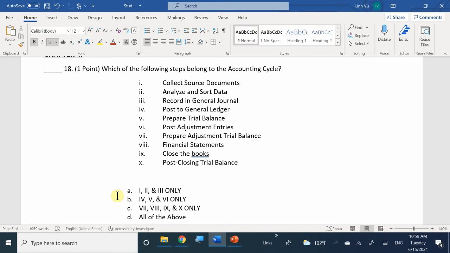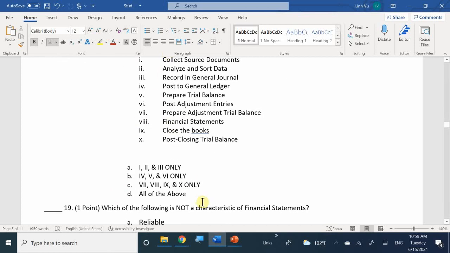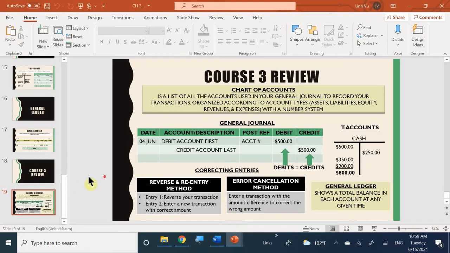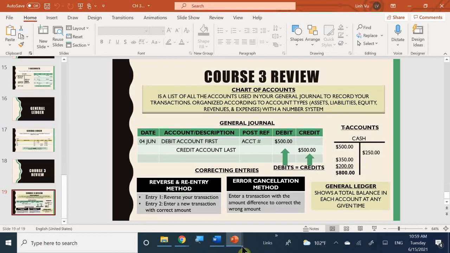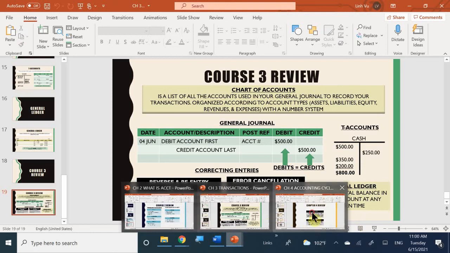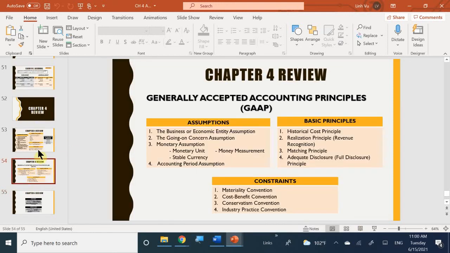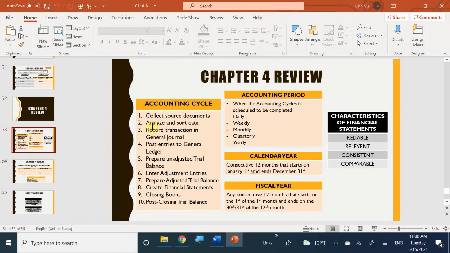I'll go with D. It is all of the above. These are the exact 10 steps to the accounting cycle. Where did I miss the prepare adjusted trial balance and prepare trial balance? But it's all of the above. I missed that somewhere. I was asleep. So here, let's see. Chapter 4. Okay, so you said which one? Prepare the trial balance, step number 5. I got it because I see the whole list there.